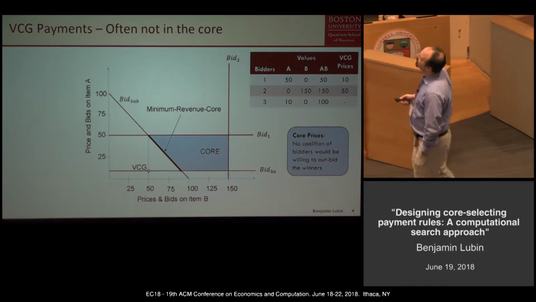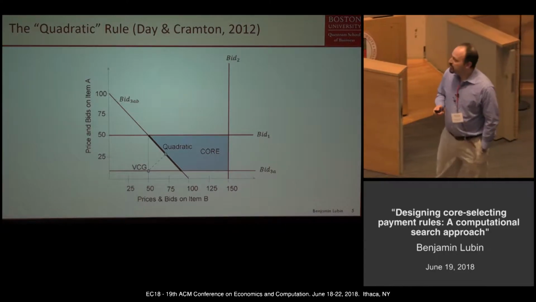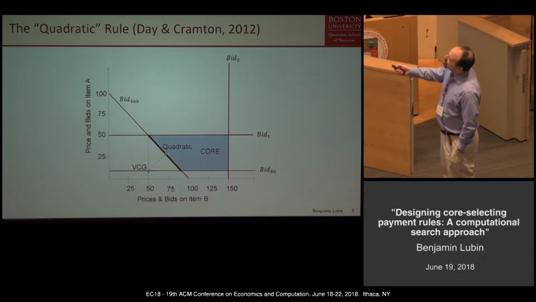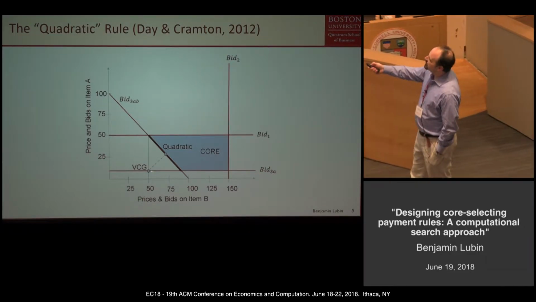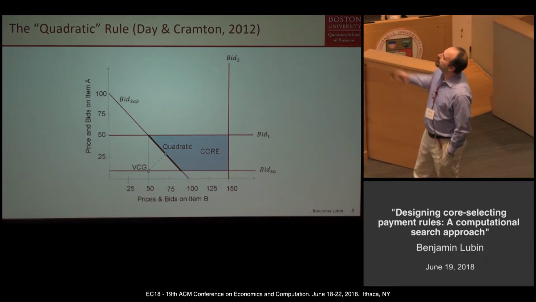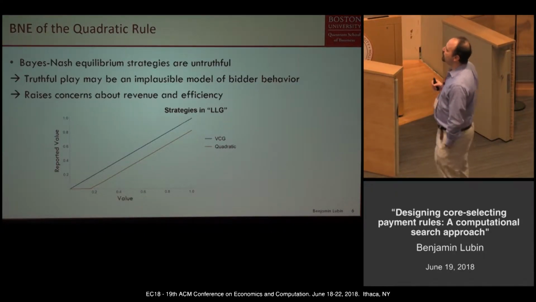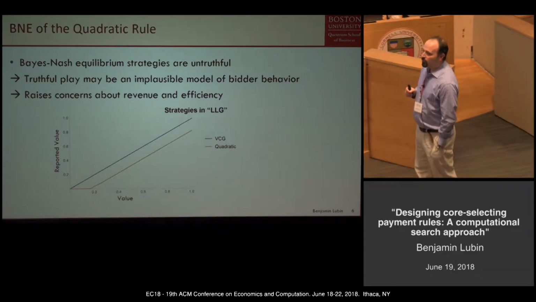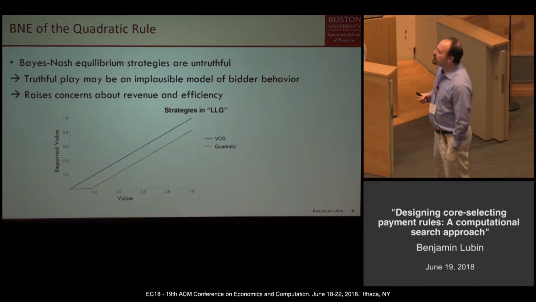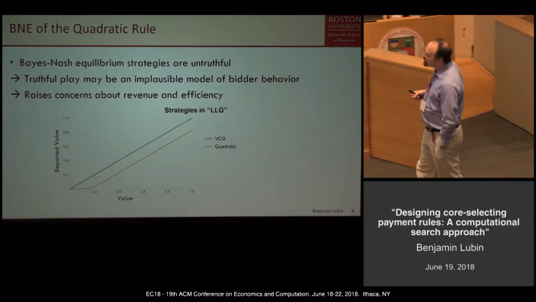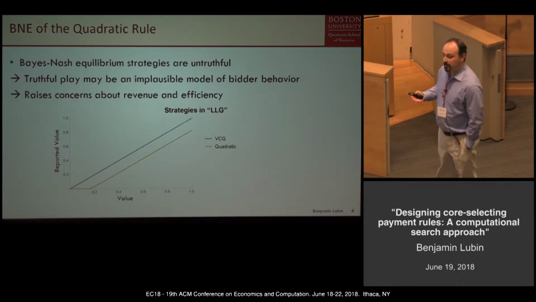So what do you do? Well, the quadratic rule is the one that has been implemented in practice. And what it does is it picks the point among all the ones in this set that is minimum by Euclidean distance to VCG. So it's going to pick this point. The Bayes-Nash equilibrium of this quadratic rule, though, will be untruthful. So this raises concerns about revenue and efficiency because truthful play may not be what bidders are actually going to do in practice.